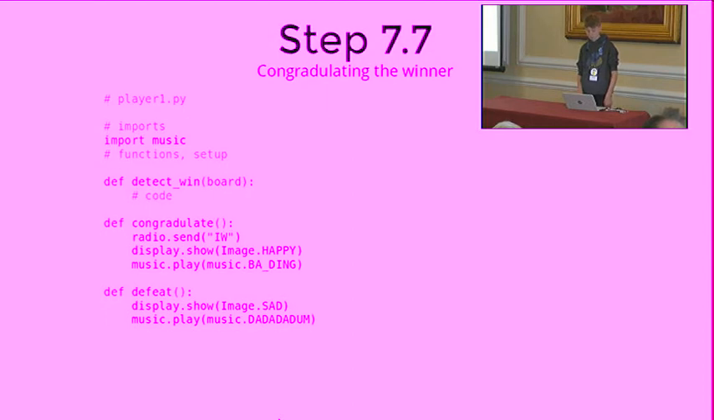So here, we're just in the congratulate code, we're going to send the I win signal so the opponent knows that they lost. We're going to display a happy face and play that happy sound using the music library, and then defeat shows a sad face in a really sad tune.